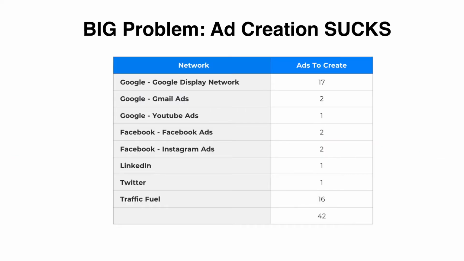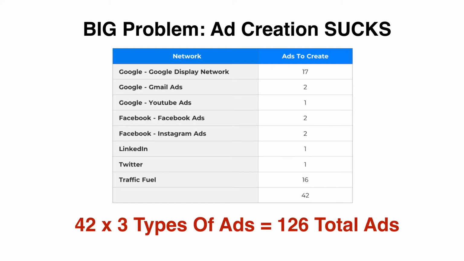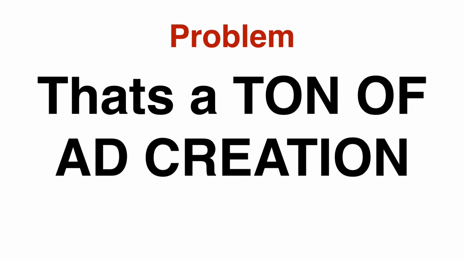Again, the problem here is that ad creation sucks. Okay, 42 different types of ads to create, and really we've got 3 different types of ads that we like to run, right? The branding ads, the offer ads, the review ads. So in all, 42 times 3, we've got 126 different ads to create. The problem is that is a ton of ad creation.